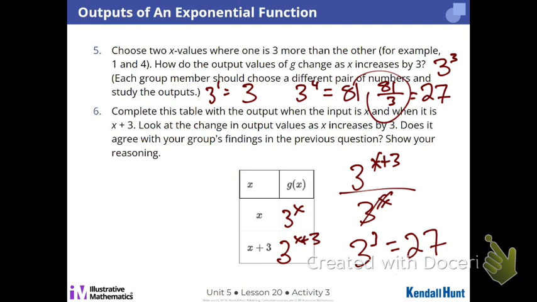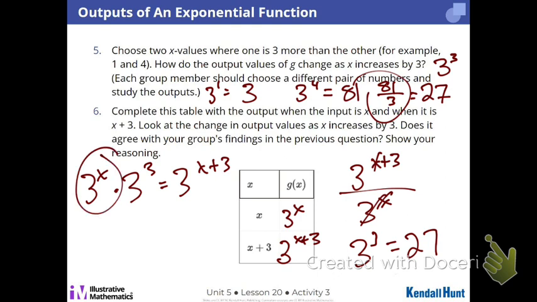It works even in the expression, not just with numbers from our table. Wait, like if you're doing 3 to the x divided by 3 to the x, don't both 3 to the x cancel? No, I still have this 3 cubed here, right? This 3 to the x plus 3, that's a good point. I like that you're asking that. 3 to the x times 3 cubed is 3 to the x plus 3, right? So this is what's getting canceled. Just the x one.